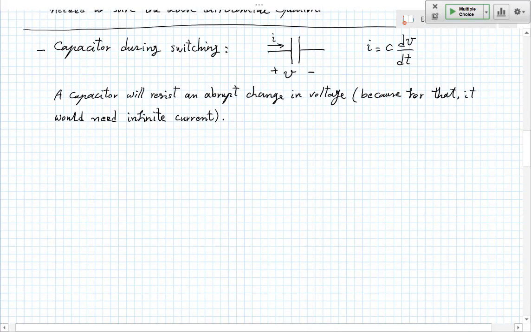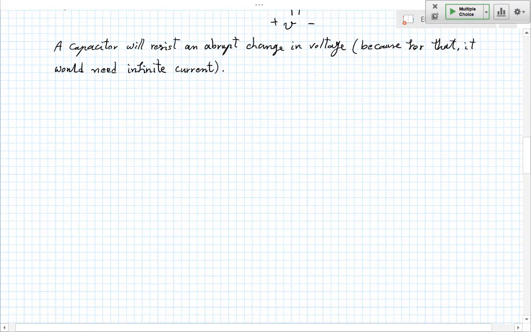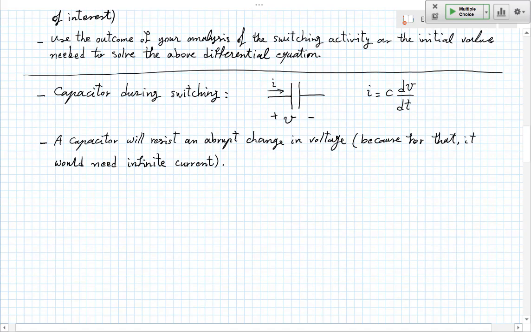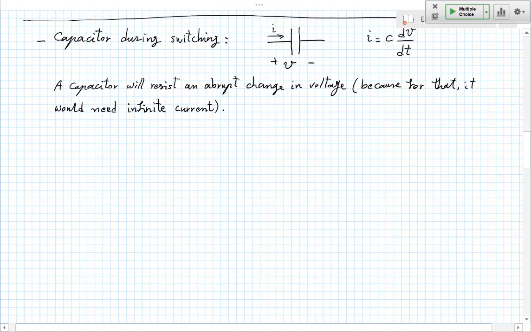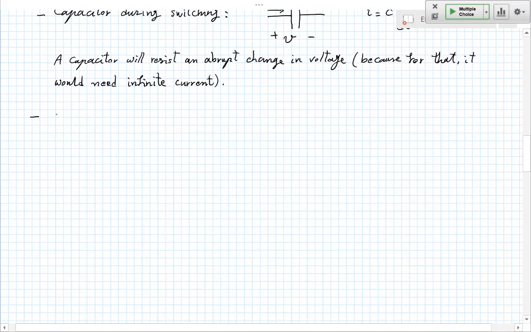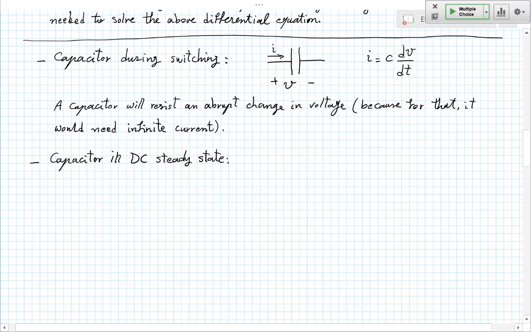So in DC steady state, that was one point. Capacitor in DC steady state: dV by dt is going to be 0, so I is going to be 0.